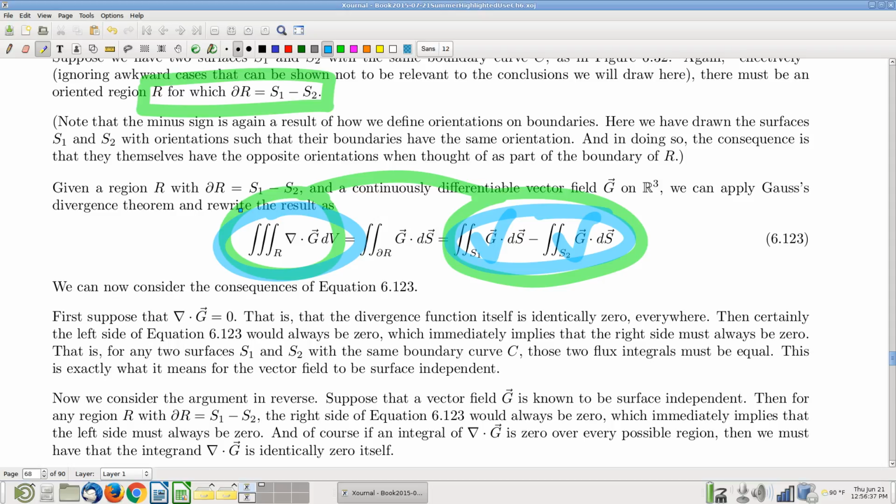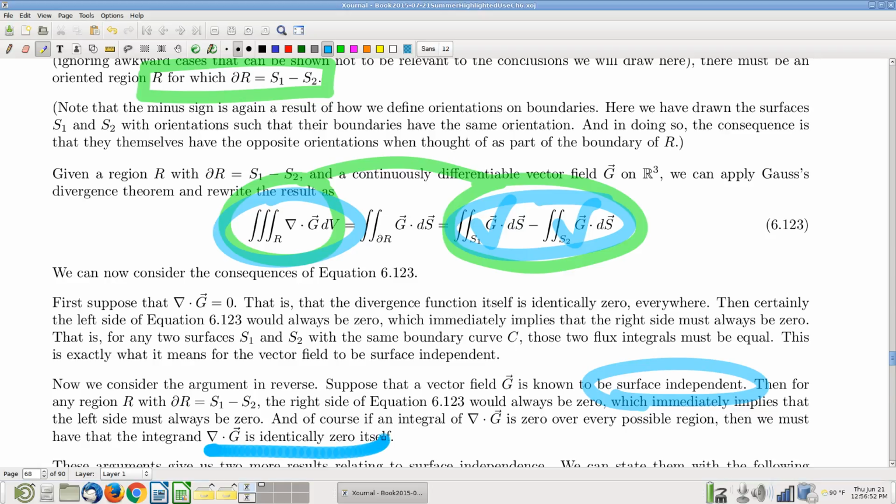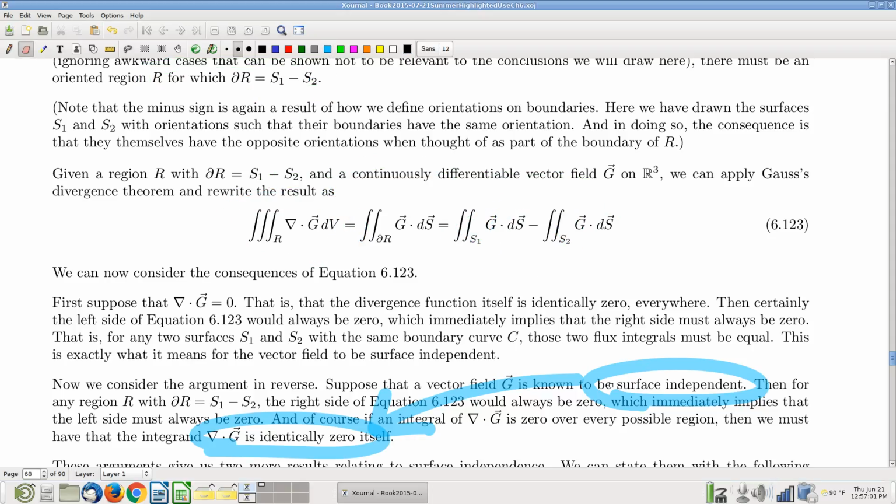How is that possible? How could it be that a triple integral is always zero no matter what the domain is? The integrand would have to be zero. So surface independence implies the divergence is zero. Okay, shockingly analogous to the argument that we made at this stage talking about path independence.